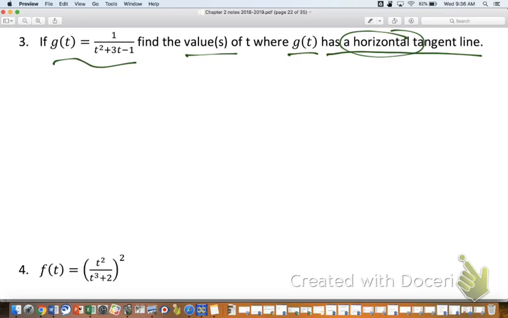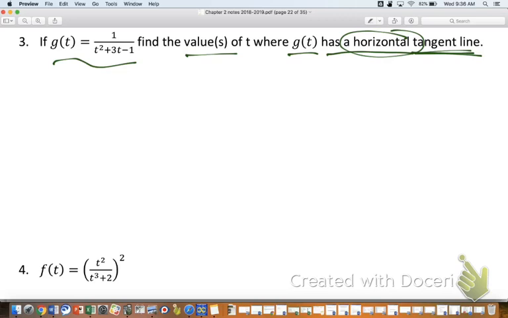Okay, so when you see tangent line and you think about slope of tangent line, you need to be thinking about one thing only, and that would be derivative. Slope of tangent line, whether it's horizontal or not, slope of the tangent line is this dy dx, or g prime of t here. So here we go.